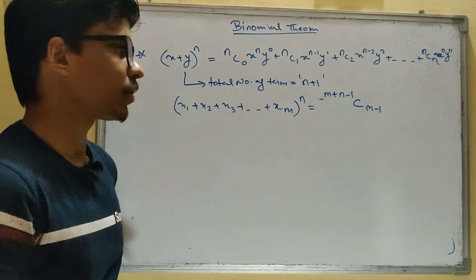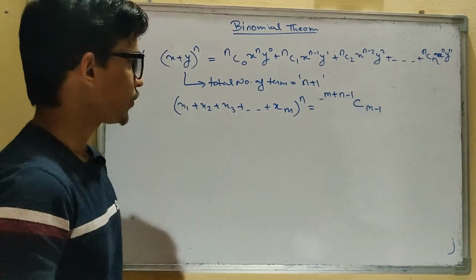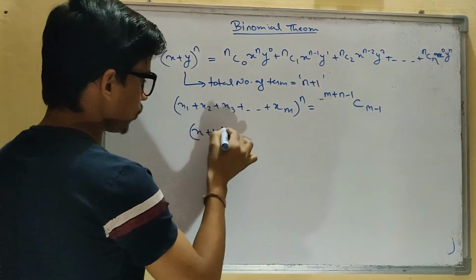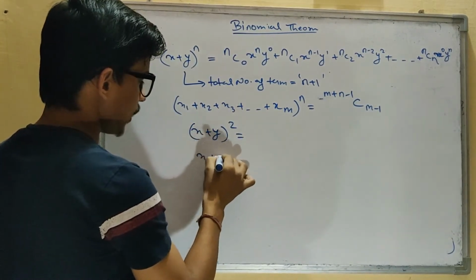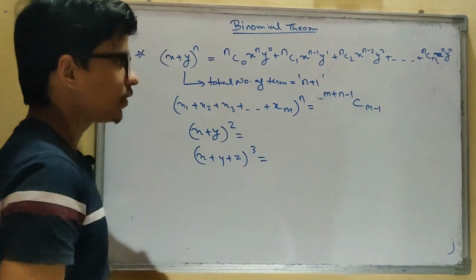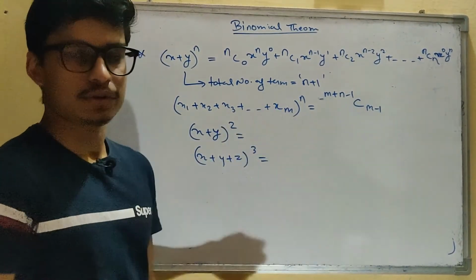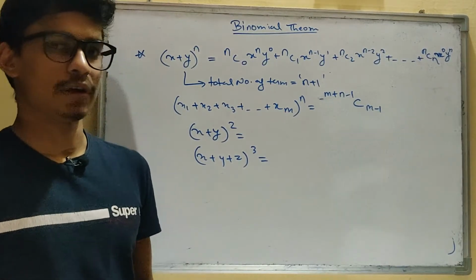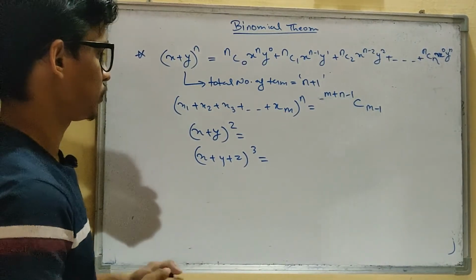So how can you do this? Now see, you just better take an example of x plus y to the power 2, x plus y plus z to the power 3, right? And try to put the values over there. That is how you can interpret what the formula is. So this is how you can do this.